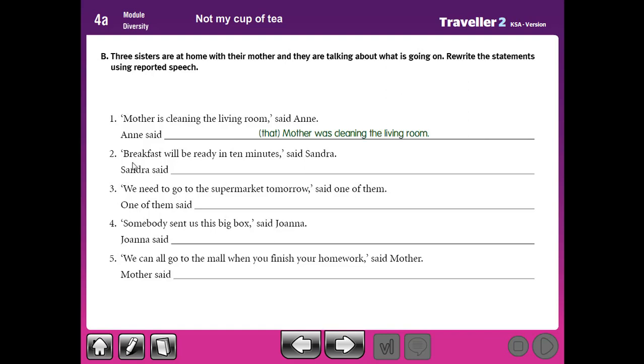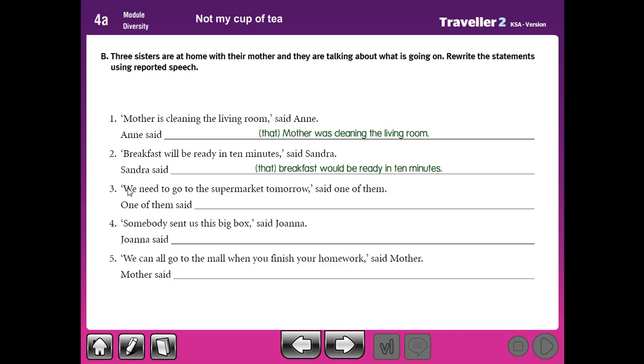That's very good. "Breakfast will be ready in 10 minutes," said Sandra. So we say Sandra said breakfast would be ready in 10 minutes. That's very good. And here, "We need to go to the supermarket tomorrow," said one of them. So we say one of them said. That's very good. This is the reporting verb. The next step, we have to remove the quotation marks.